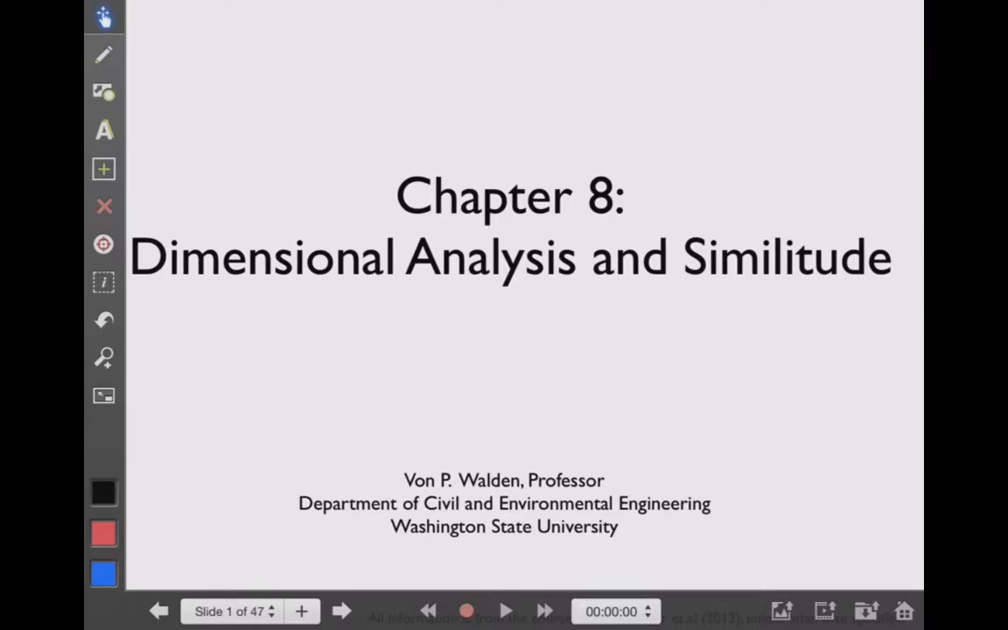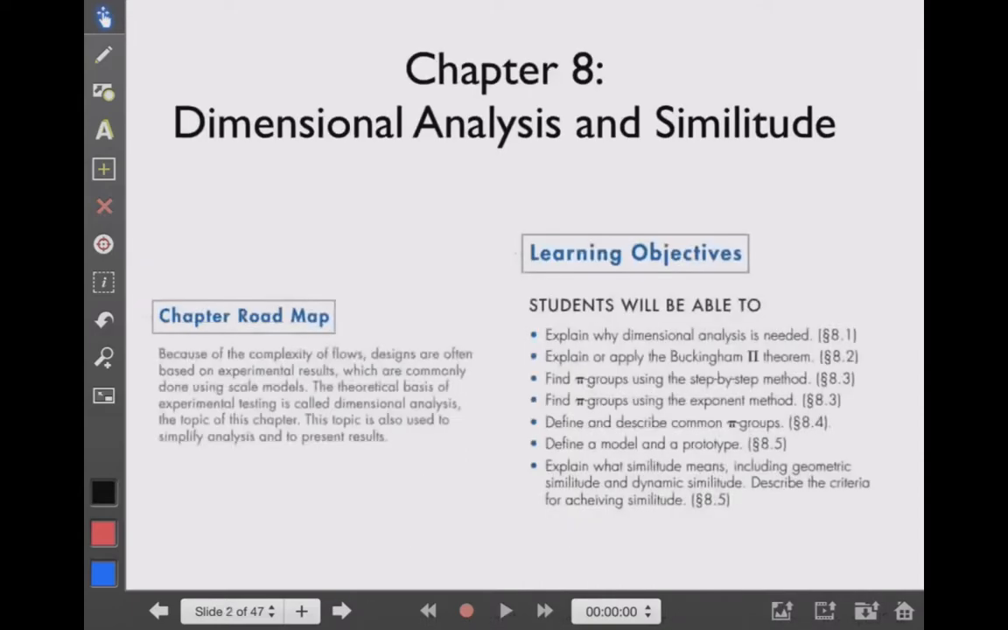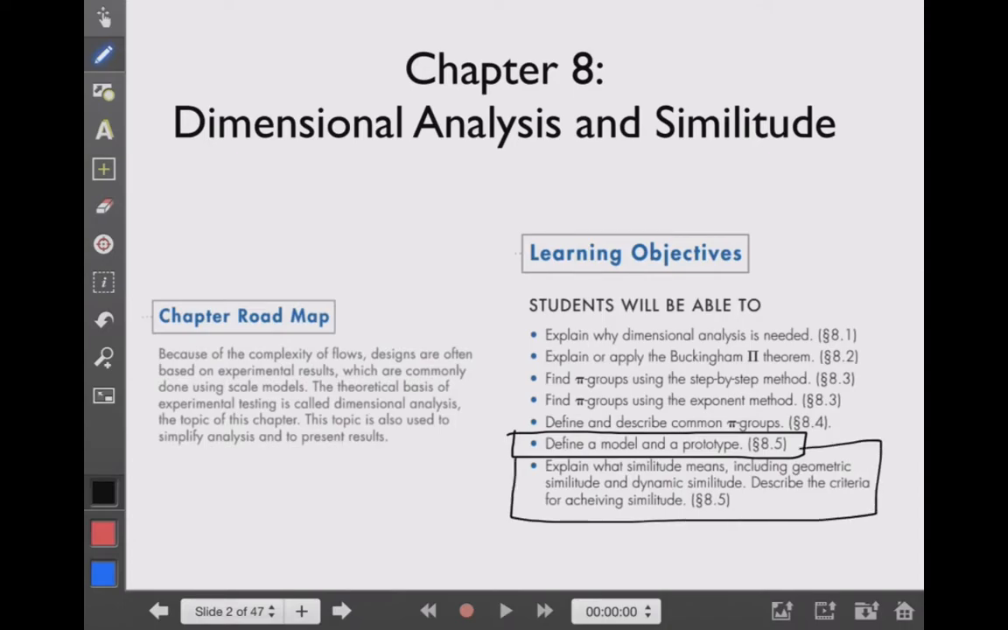We're going to cover section 8.5 now on similitude in chapter 8. And so we're right here in the list of sections. I also want to point out that we're going to define what a model and a prototype are, and then we're going to explain what similitude means, and in particular what geometric and dynamic similitude are, and define the criteria for achieving similitude.